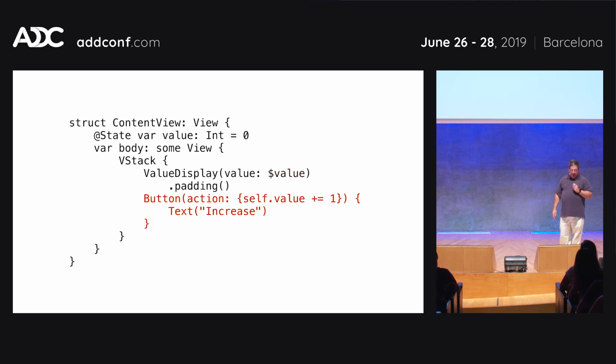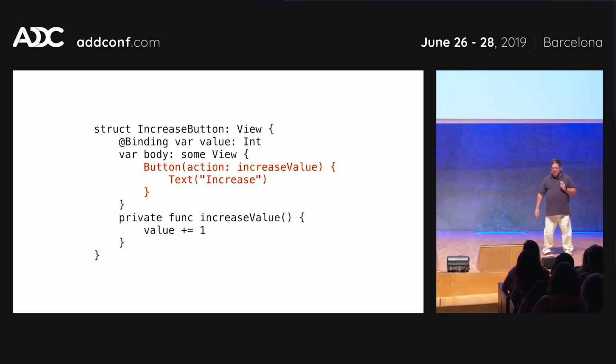Let's pull out the button as well. If I pull out the button, I have that same action. I'm going to put it inside something called increase button. It's a view. Every view has a body, but it also has a binding to that same value. So the button is connected to the value, the text field is connected to the value. They're just using someone else's value. So here's where we define what things look like. Inside of it is my button. My button has this text that says increase and has some action.